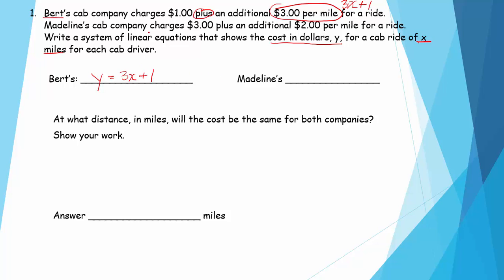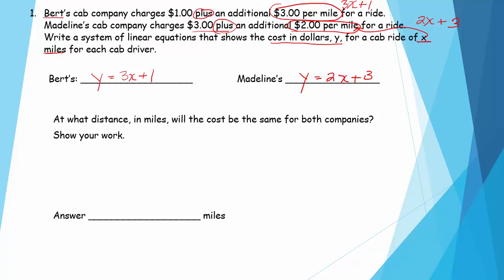For Madeline's Cab Company, it's $3 plus an additional $2 per mile. I know X is my miles, so if it's $2 per mile, I know that will be 2X. I see the word plus, so I know I'm going to add on a $3 charge. So that total cost Y will be 2X plus 3. We did a word problem just like this last week where we graphed the two equations. We saw where they would cross, and then we knew that was our solution, and then we interpreted that solution.